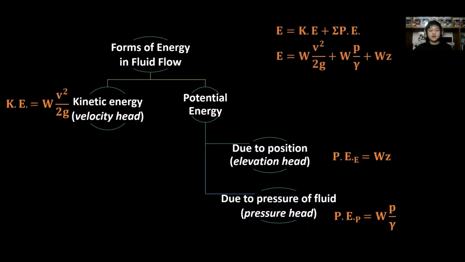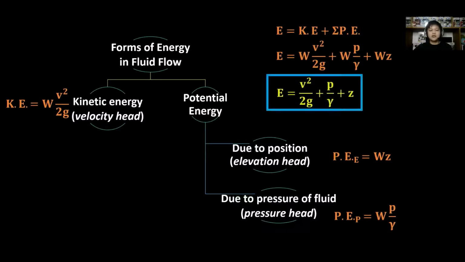Therefore, for the total energy, we will sum the effect of kinetic and potential energy. But considering weight of unity, the total energy is V raised to 2 all over 2G, the velocity head, plus P all over gamma, the pressure head, and Z, the elevation head.